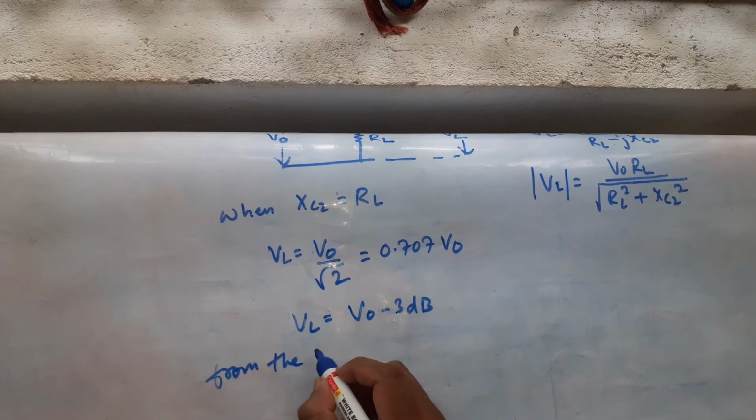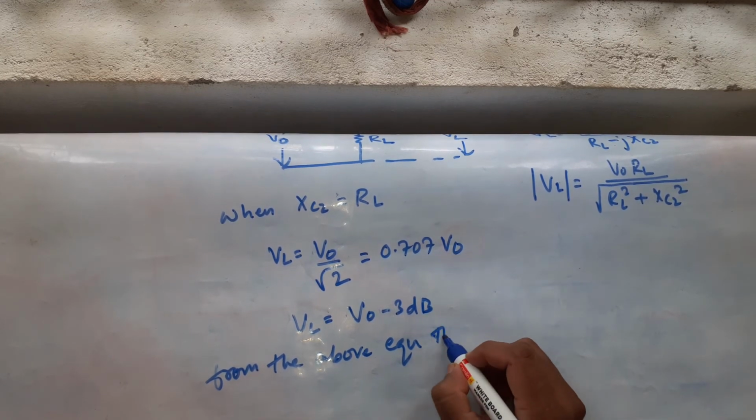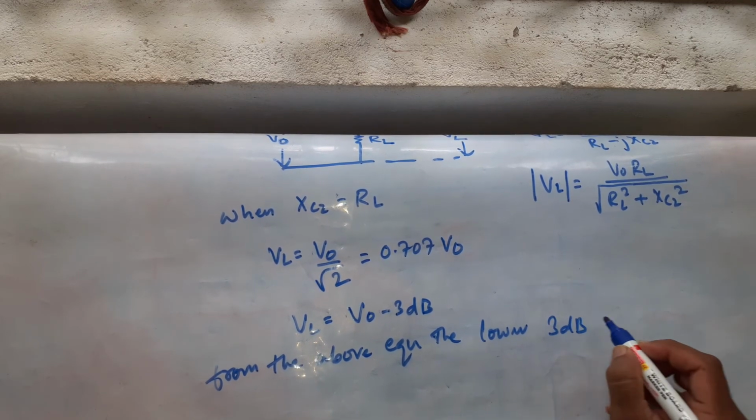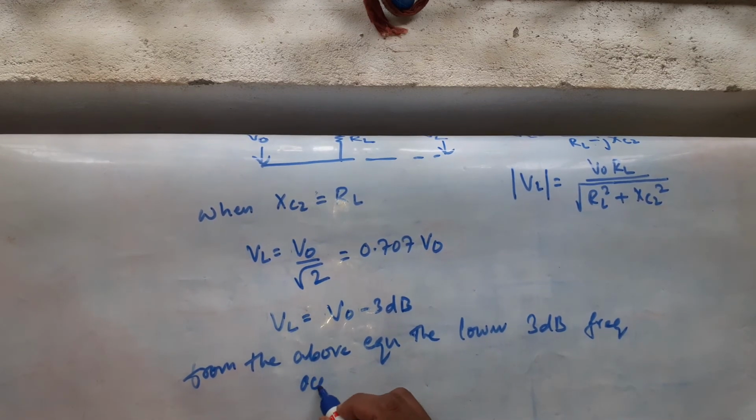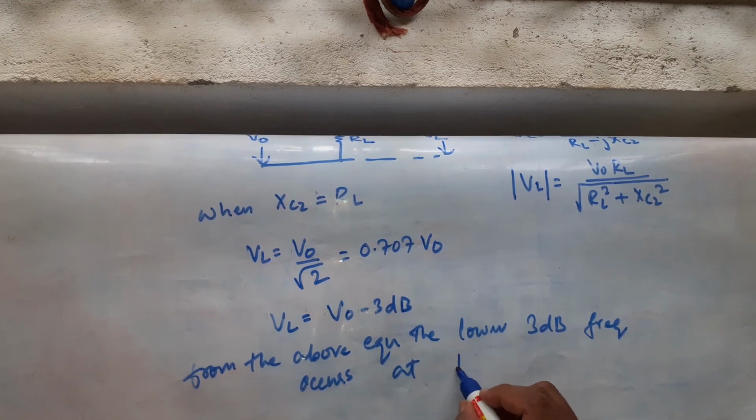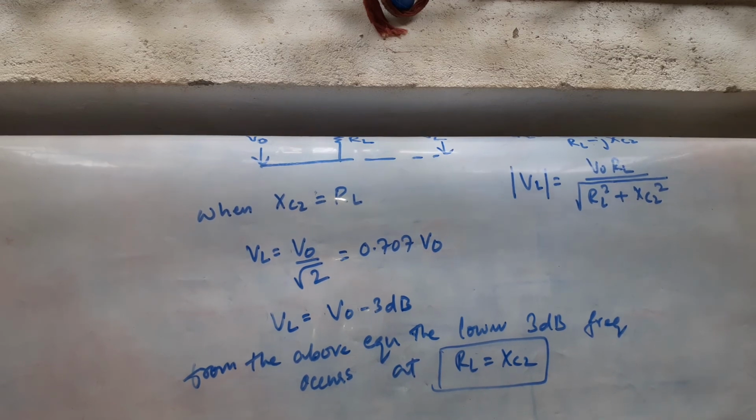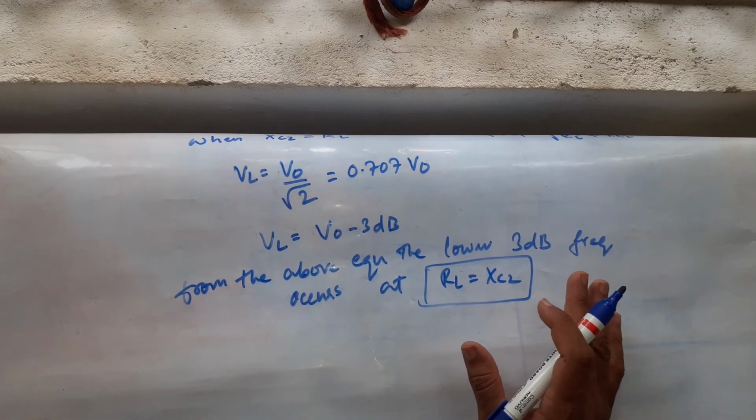So from the above equation, the lower 3 dB frequency occurs when you take RL equal to XC2. These things are very detailed, not required for you to go in deep.